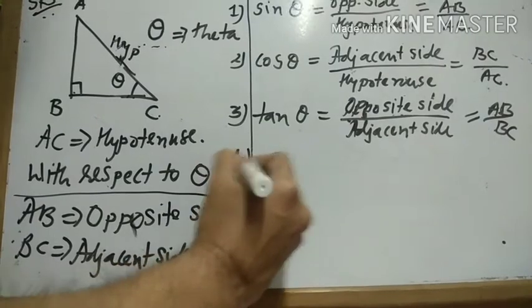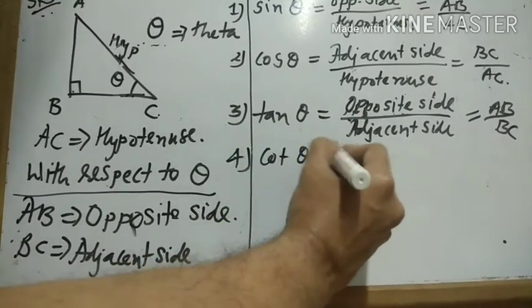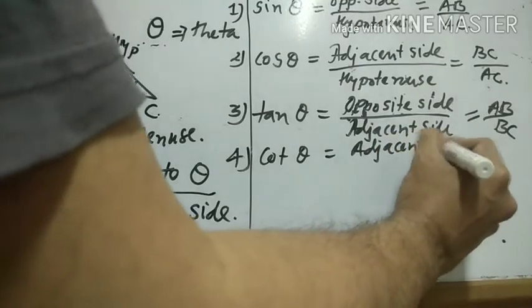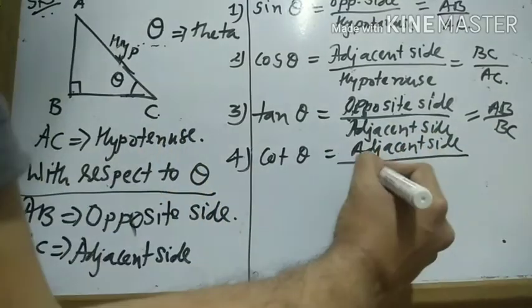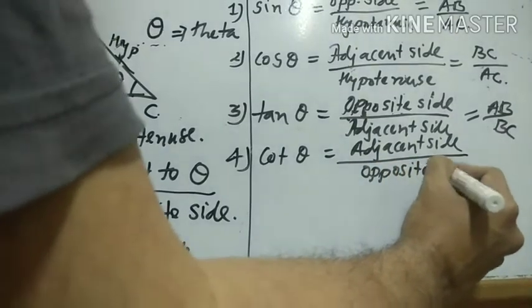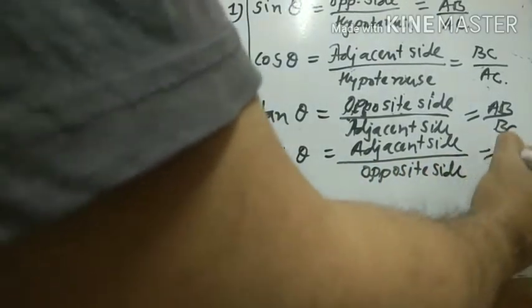If I talk about cot theta, then its definition is adjacent side over opposite side. Hence its ratio will be BC over AB.